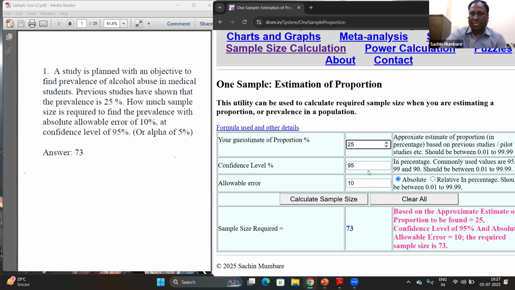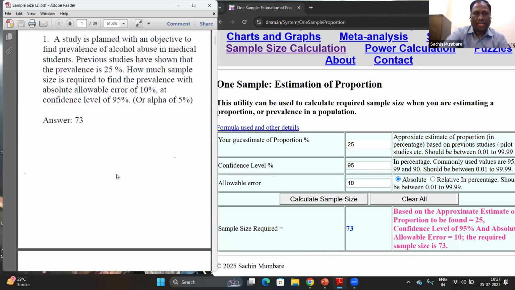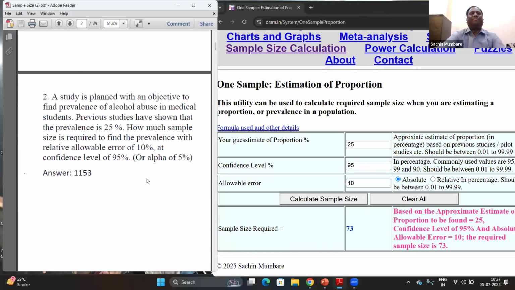10 here, 10 there. So 15 to 35. This is absolute allowable error. So 10 here, 10 there, absolute. Now what is relative allowable error? We'll see in the next example. This is the next example.